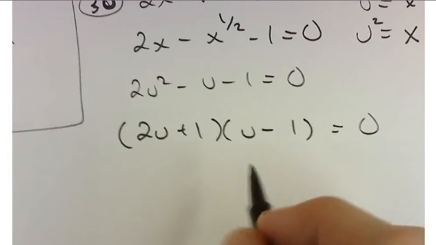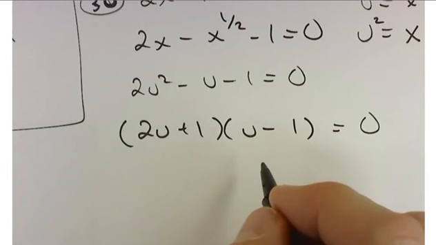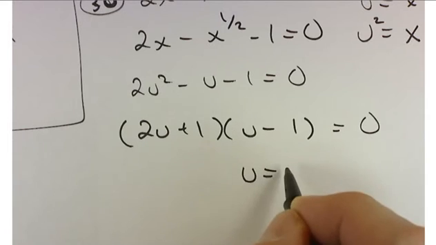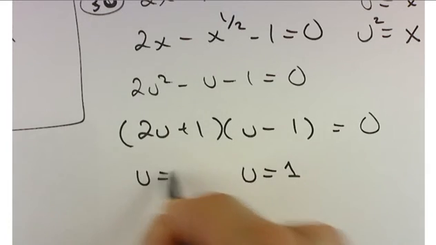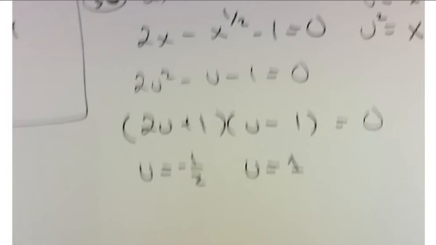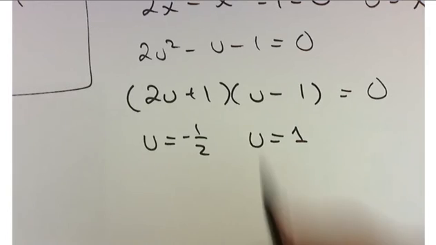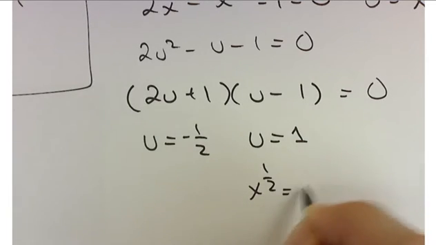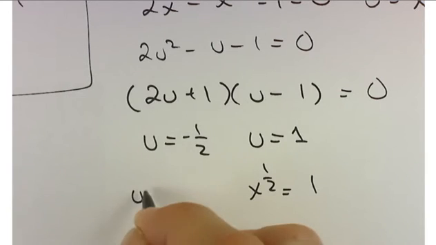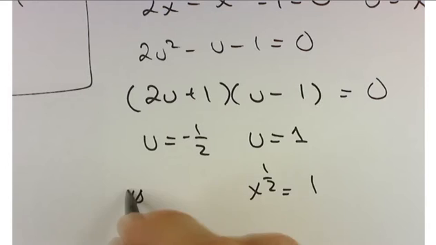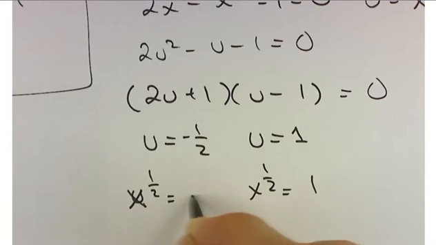What are my solutions here? Mark, can you read at least one of them off? Good. u equals 1 and u equals negative 1/2. So let's go back now, and thanks, Mark. u is x to the 1/2, so x to the 1/2 equals 1, or x to the 1/2 equals negative 1/2.